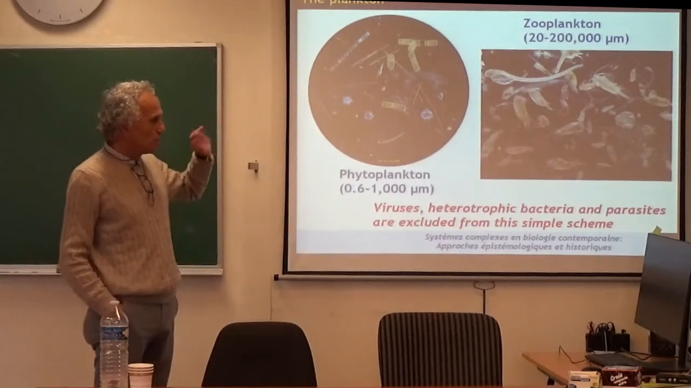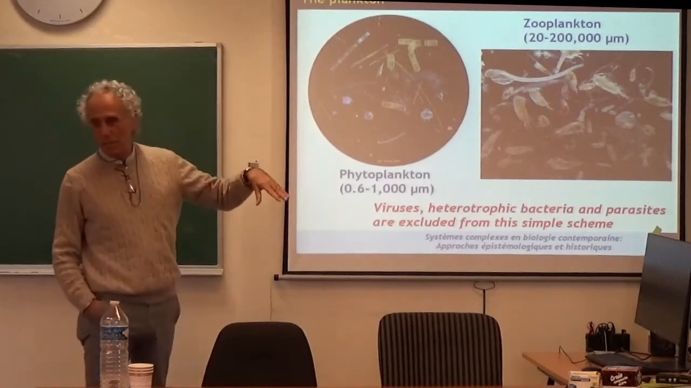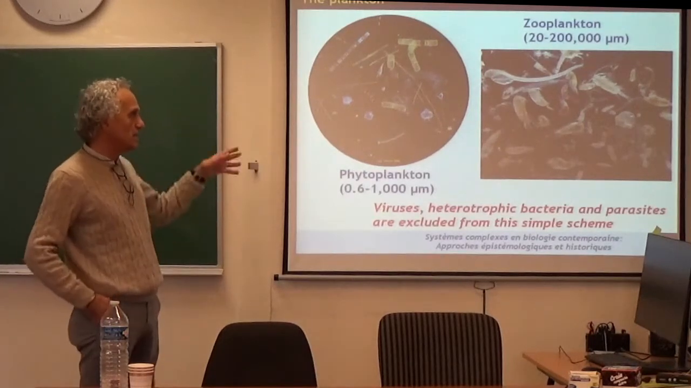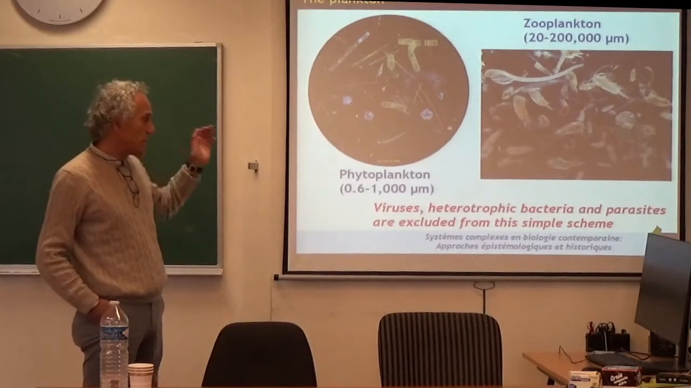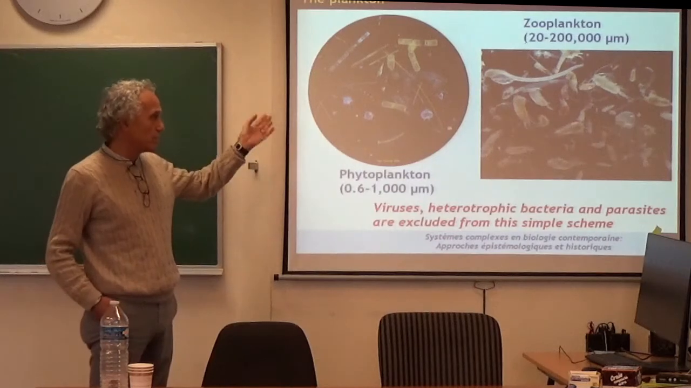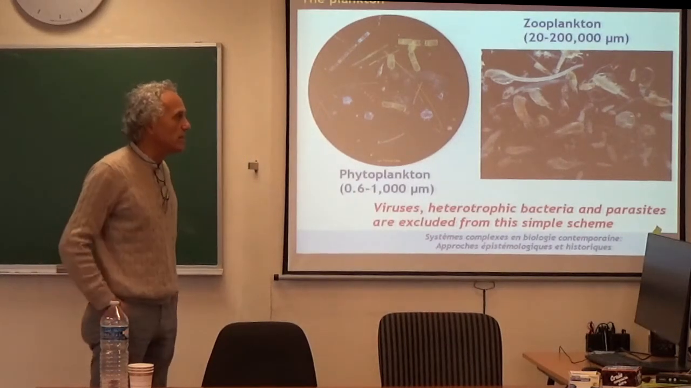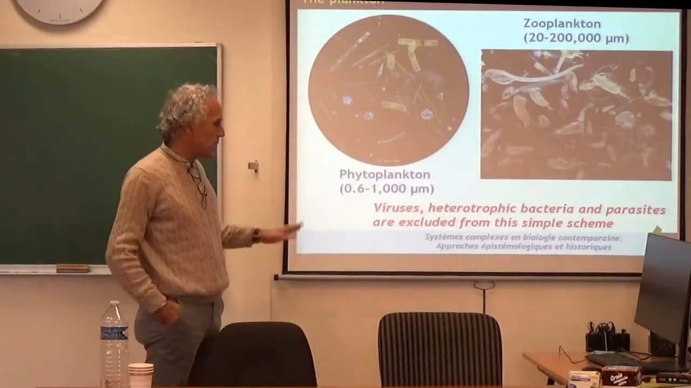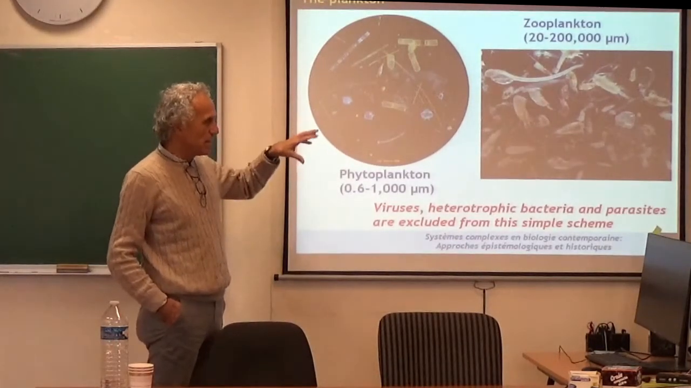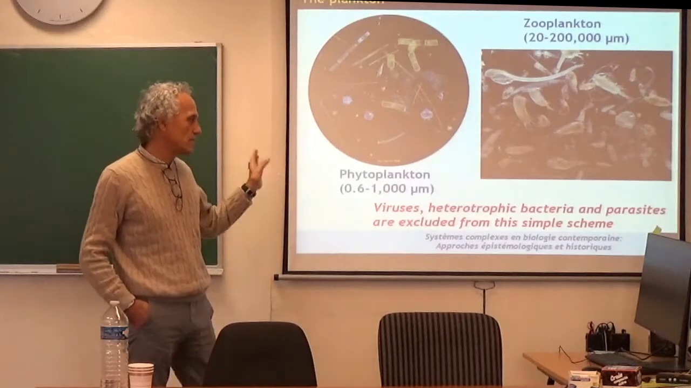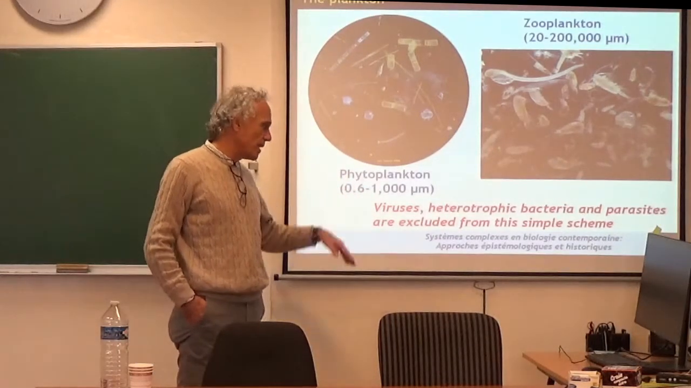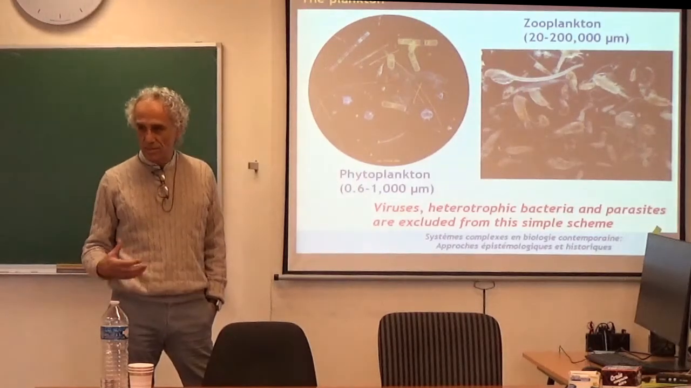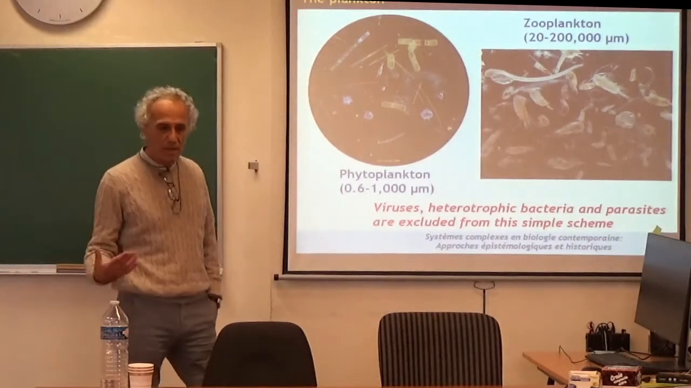There is this traditional division of phytoplankton and zooplankton. Phytoplankton are the autotrophs, and zooplankton are the consumers and the grazers, and the size range is between 0.6 to 1,000 microns for phytoplankton, and between 20 and 100,000 microns for zooplankton, so they are small. This kind of very schematic division leaves out heterotrophic bacteria, viruses, and parasites that are becoming more and more known, and whose role is becoming more and more important.